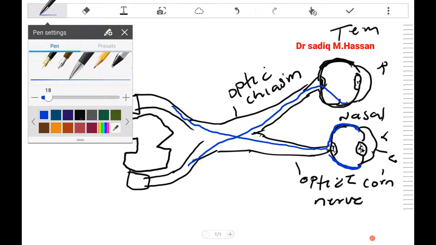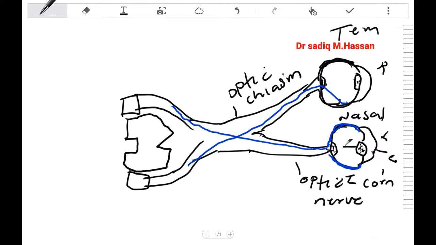Let me draw the other one with a black color. But the fibers coming from the temporal side don't cross. They continue with the nerve as an optic nerve, and they don't cross the optic chiasm, so they go as an optic tract in here. That is why we call the optic nerve not a nerve, it's a tract.